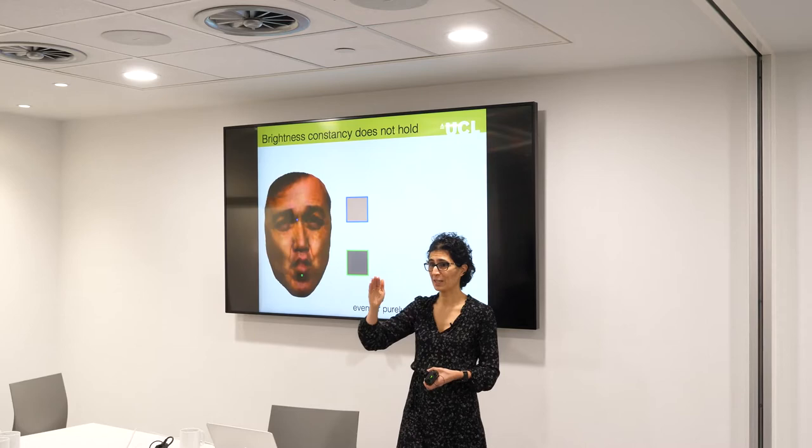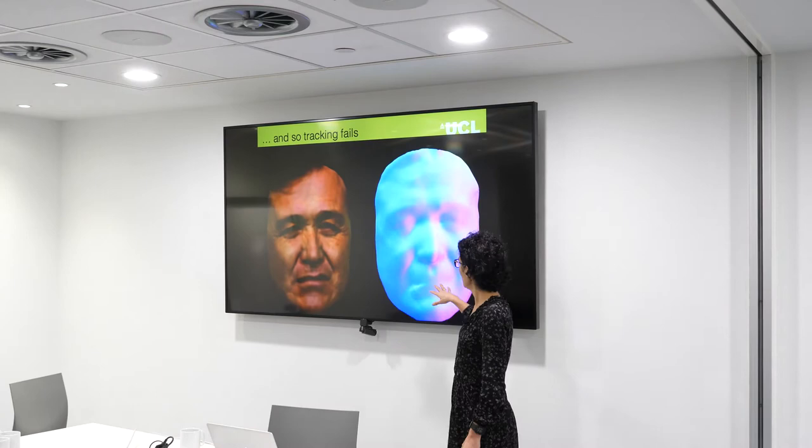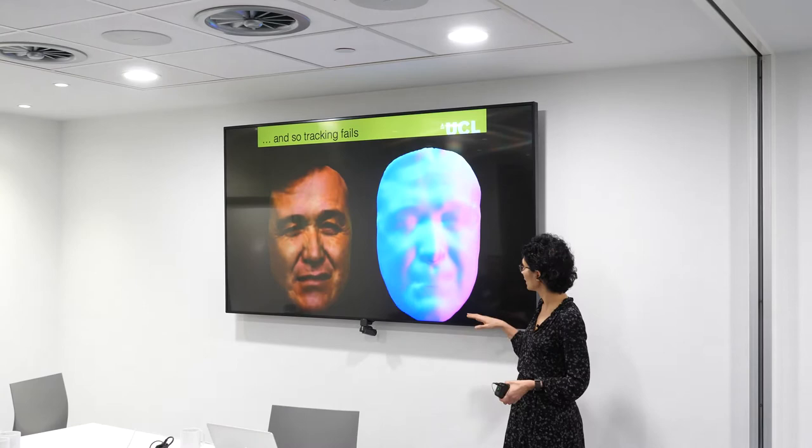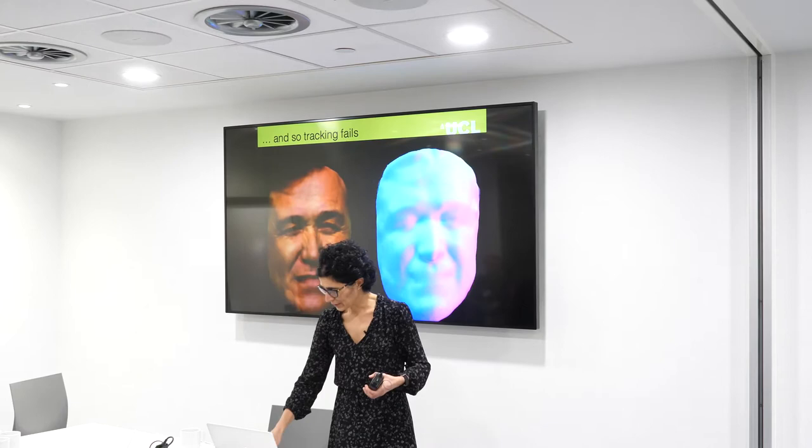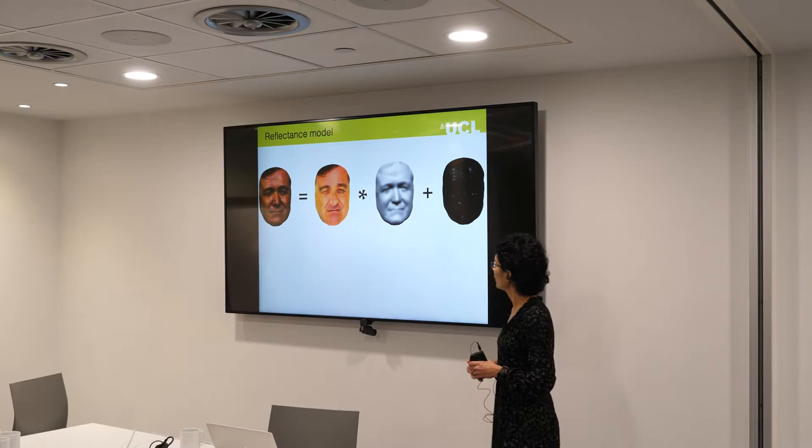If we're imposing brightness constancy, we're going to get incorrect surfaces, and this is exactly what happens. If we just minimize the function that you saw before, we just apply the previous algorithm, we're going to get all these artifacts on the mouth and in all the areas where the surface normals are changing a lot from one frame to the next. So obviously we need to think about this problem in a better and more detailed way.